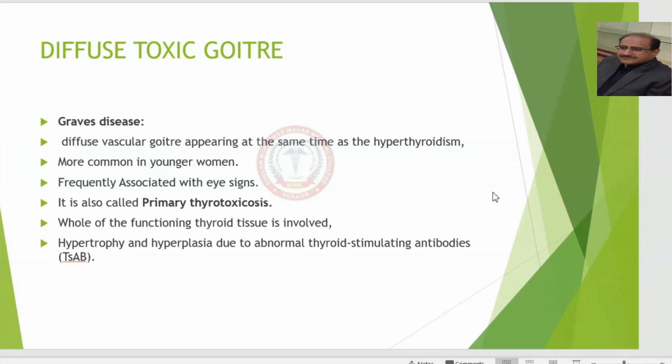Thyroid stimulating antibodies. These are the autoantibodies. I have told you before that diffuse toxic goiter, Graves' disease, is an autoimmune disease. It is caused by abnormal thyroid stimulating antibodies. These autoantibodies cause hypertrophy and hyperplasia of the whole thyroid gland. So the whole thyroid gland is enlarged. There is a toxic goiter, and it is producing increased quantities of thyroid hormones.